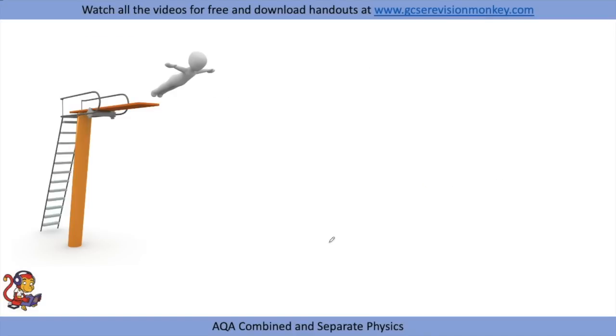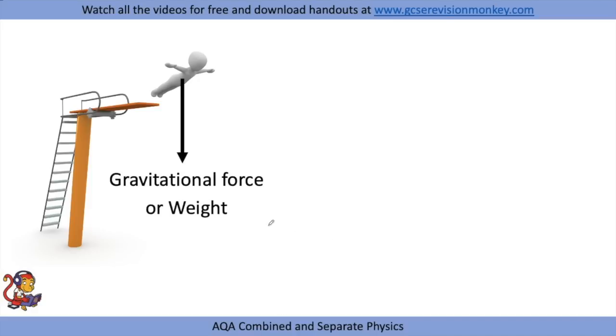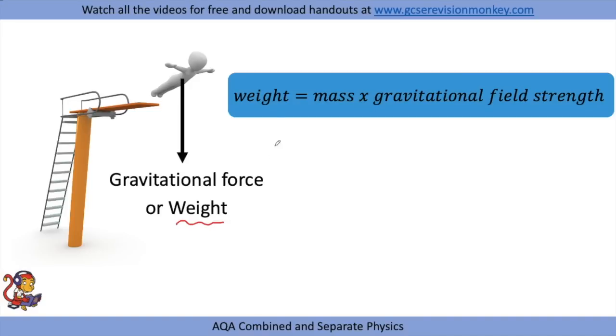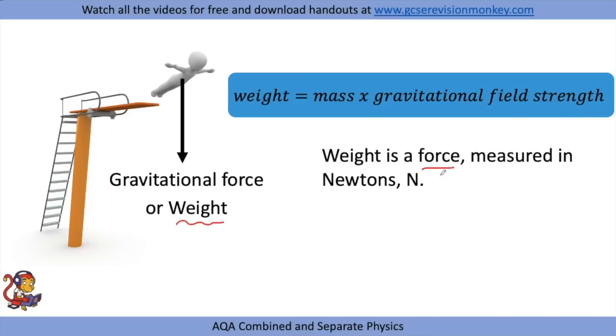Let's have a look at this example. We've got a diver diving off the diving board, and we've got a gravitational force pulling that diver down towards Earth, or we can actually call this weight, because weight is equal to mass multiplied by gravitational field strength. Weight is a force, and it's measured therefore in newtons.